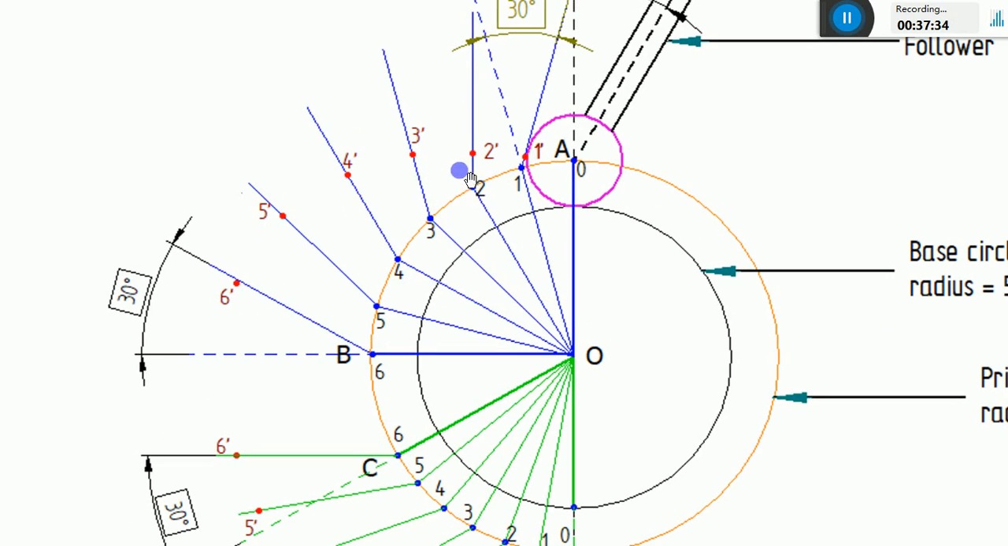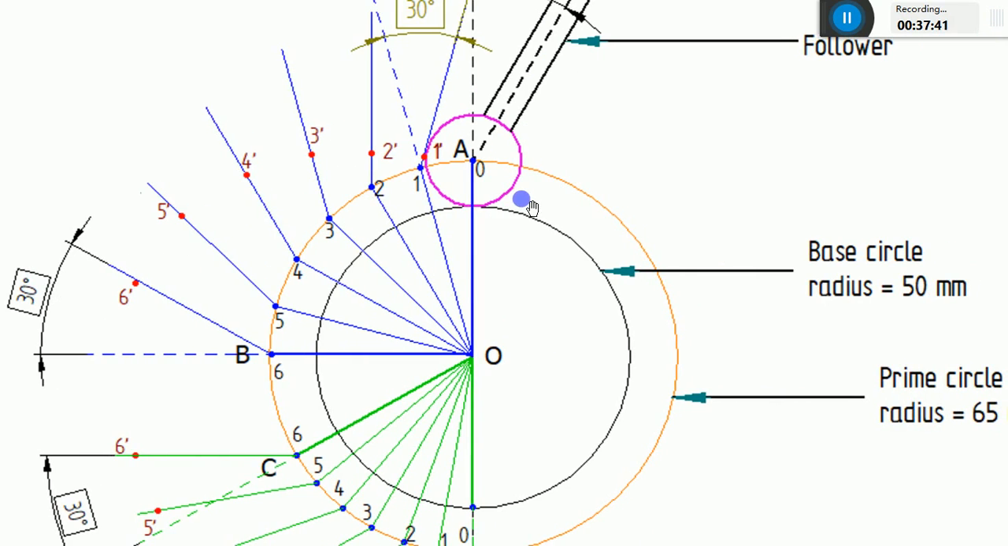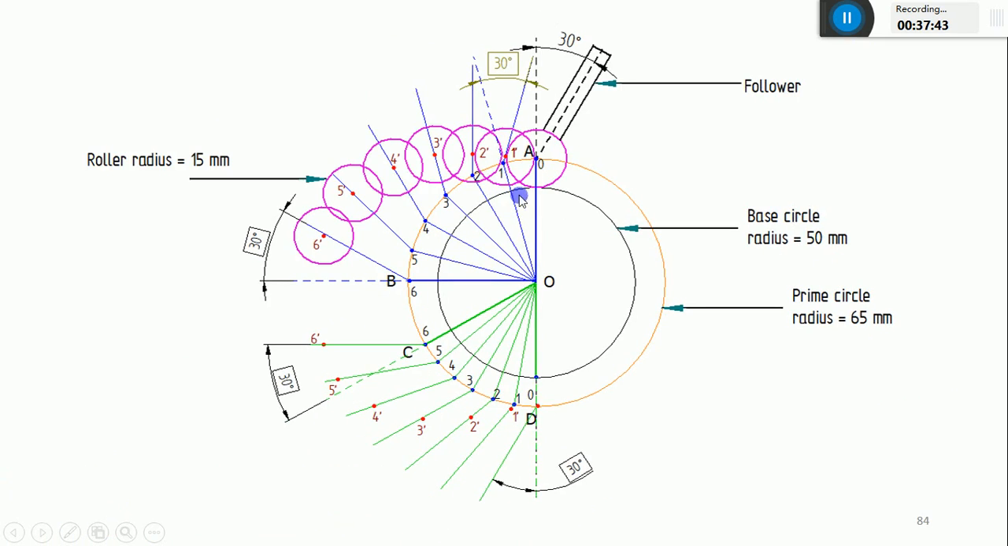Just draw the roller, with the center at these red color dots, that is 1 dash, 2 dash, 3 dash, 4 dash. So you got all the rollers, and the center of these rollers are these intersection points on these inclined lines, 6 dash, 5 dash, 4 dash, 3 dash, 2 dash, 1 dash. In a similar manner, just draw the rollers on these 6 dash, 5 dash, 4 dash with respect to the return stroke also. Okay, so you got all the rollers.